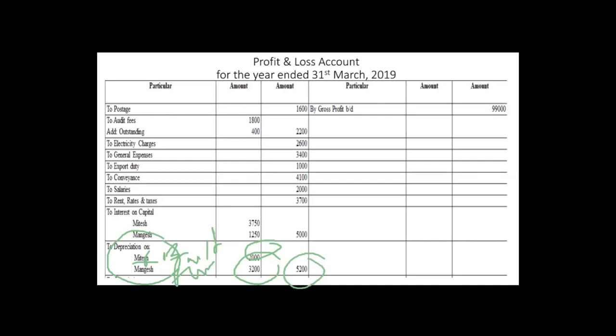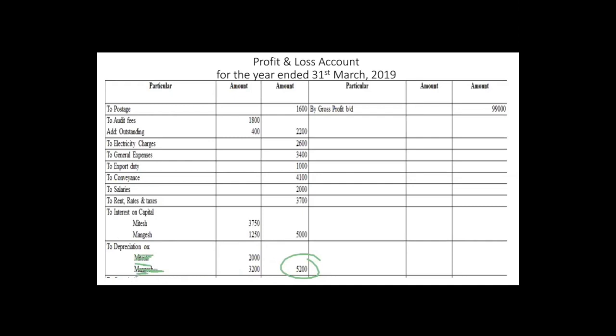Okay, so here you are going to mention the name of the asset on which the depreciation is given. So depreciation is given on building and furniture. Building's was 2,000, and on the furniture it was 3,200. So the total is 5,200 in the second column. Okay, so there is a mistake over here.